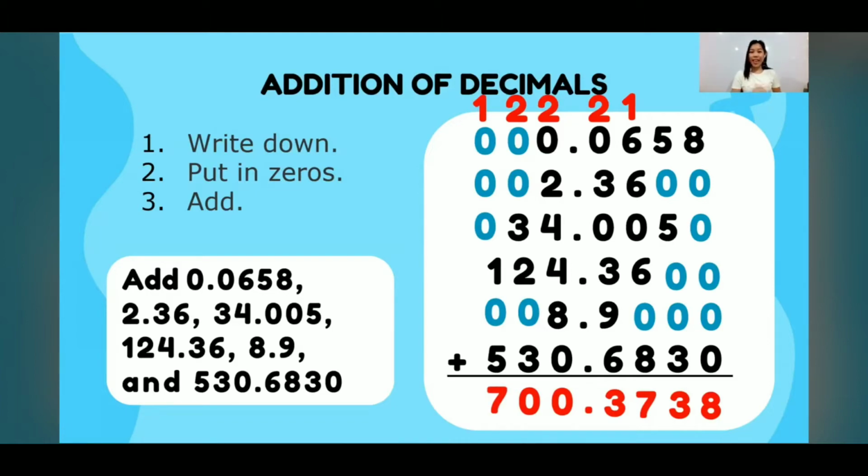So the final answer is, kindly read. Thank you. 703,738 10,000s. Did you get it? Is everything clear?